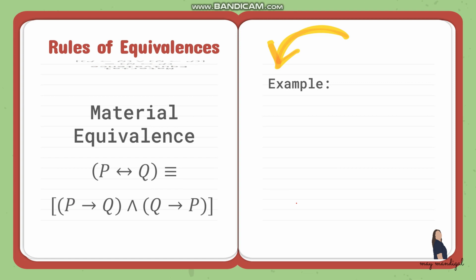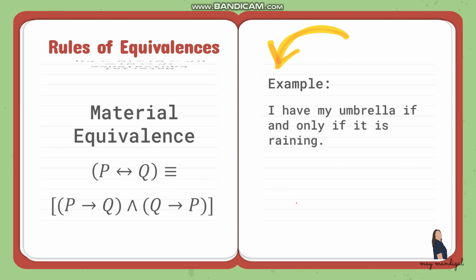Next we have material equivalence. For material equivalence, this is just the same as how we defined biconditional before. Here we have the biconditional statement: P if and only if Q is just equivalent with if P then Q and if Q then P. Like what we know, a biconditional statement is actually a conjunction of two implications. Example, I have my umbrella if and only if it is raining. The P here is I have my umbrella, it is raining is our Q. So this statement is in biconditional form, P if and only if Q.